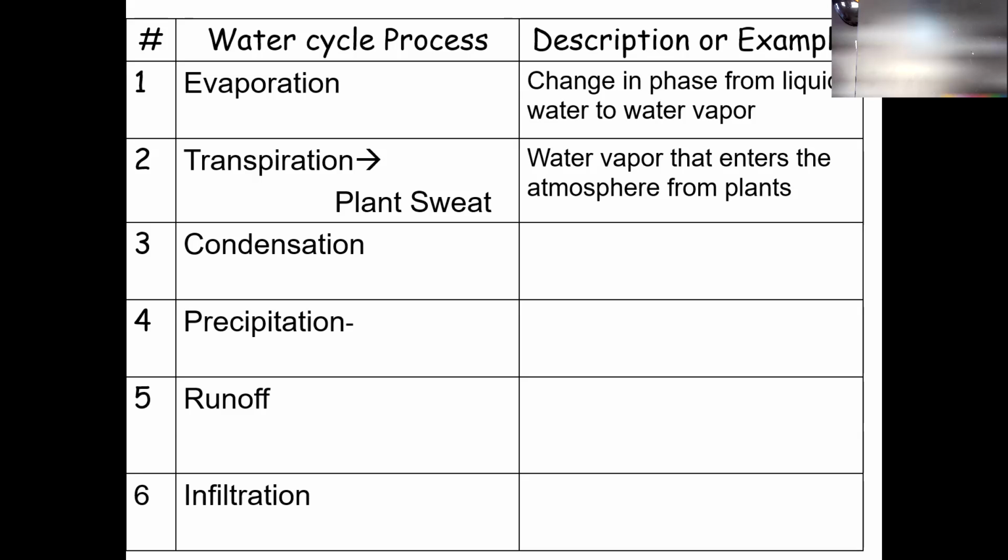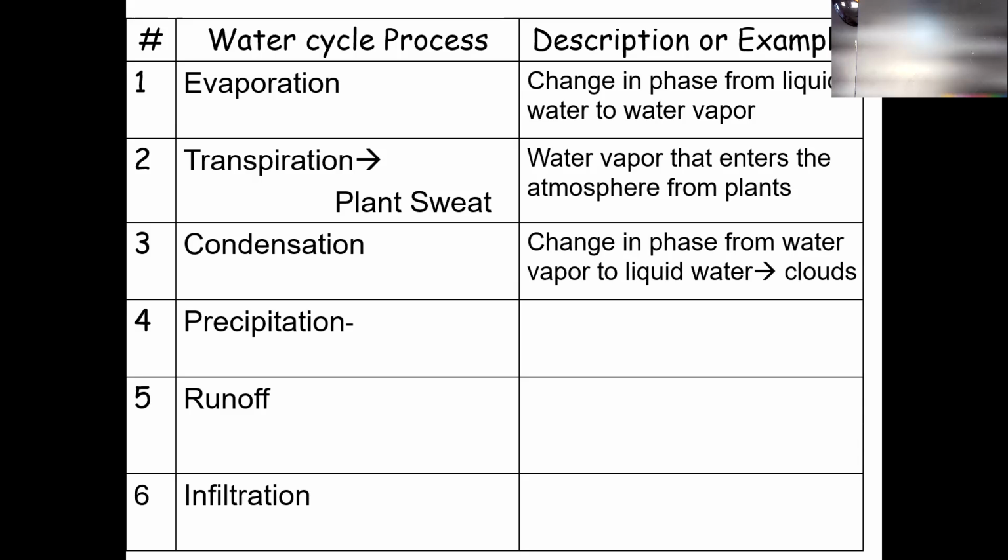Now, steps 1 and 2 can often be combined in what's called evapotranspiration. They just combine the two words, and it's just all the water that's going basically up from the ground. Condensation, again, we learned that already this year. It's the change of phase from water vapor to liquid water. It's the clouds.